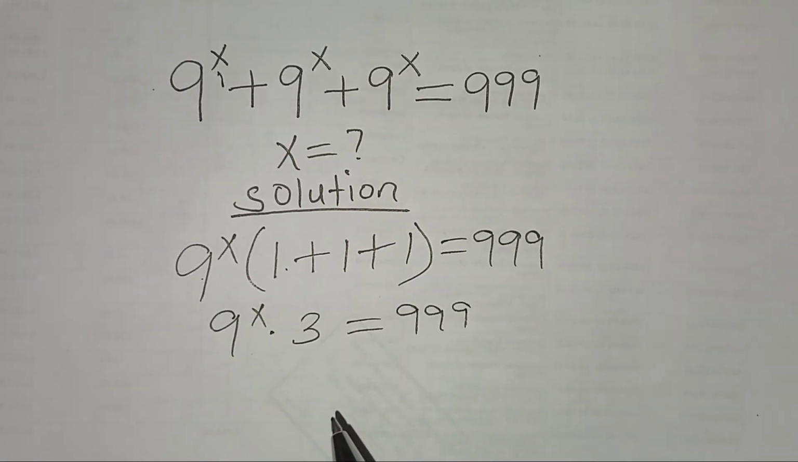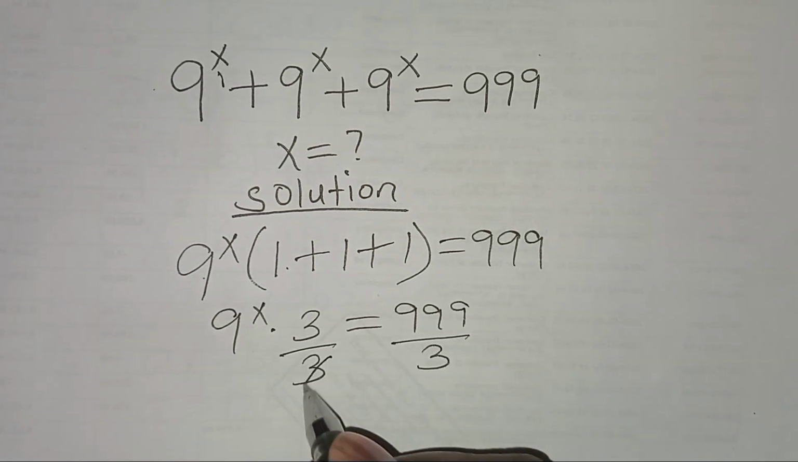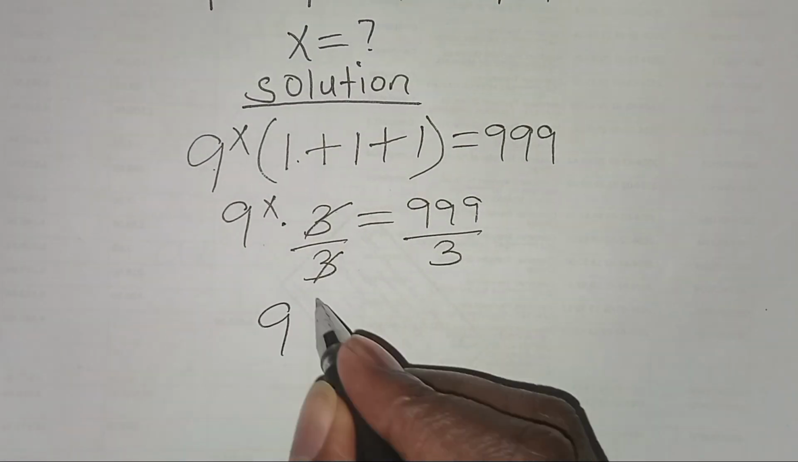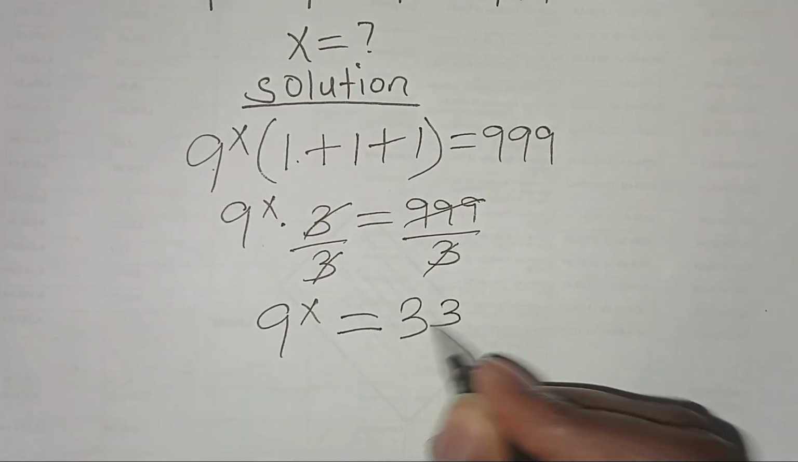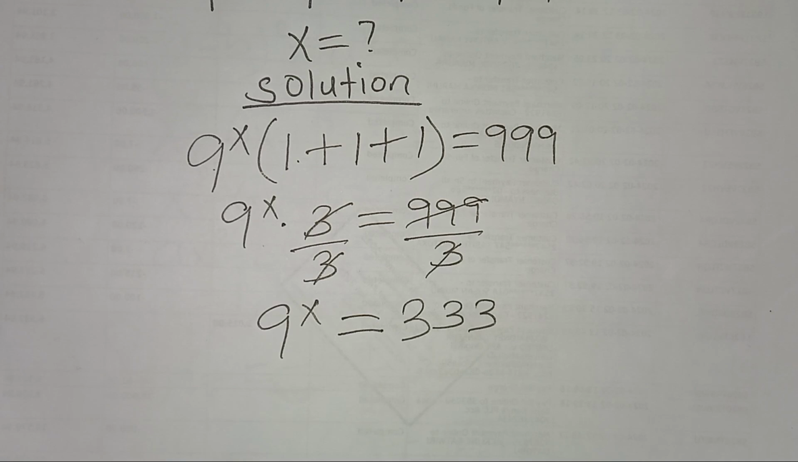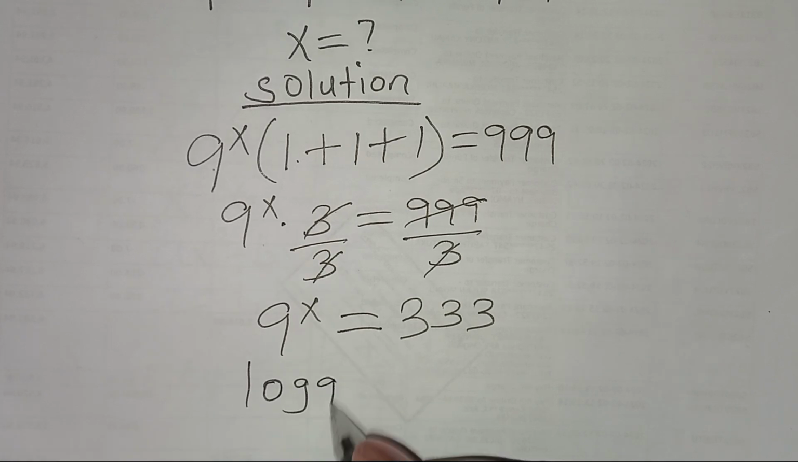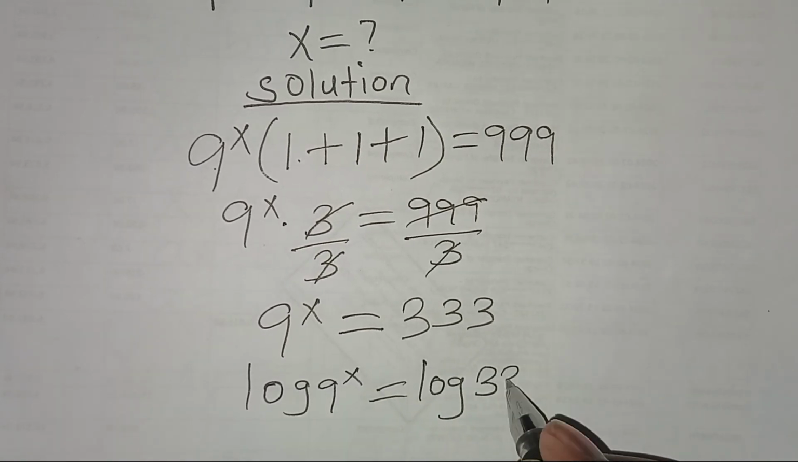So let's divide both sides by 3. Okay, let's simplify here. So that now we have 9 to the power x. This is equal to 333. So for the value of x here, let's introduce a natural logarithm on both sides. That is log 9 to the power x. This is equal to log 333.